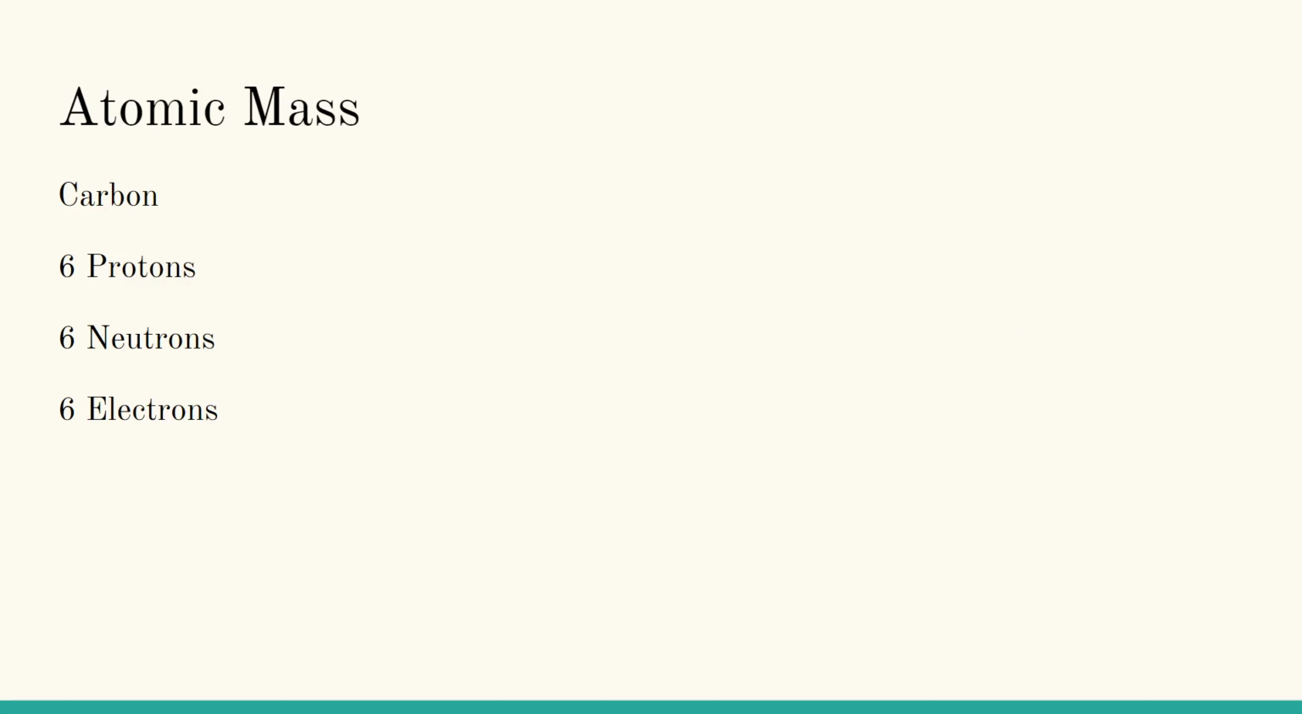So right here we have an atom. This is a carbon atom, and I want you to note that this atom has a total of 6 protons, 6 neutrons, and 6 electrons. If we were to figure out the atomic mass of this atom, we would add in the mass of the protons and the neutrons, and altogether we would get an atomic mass of 12.